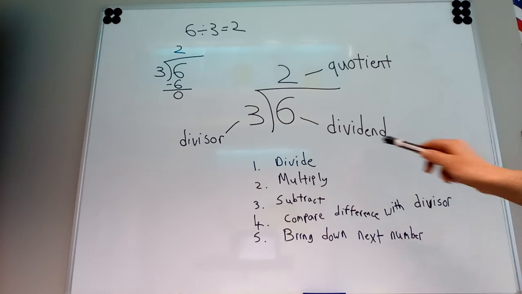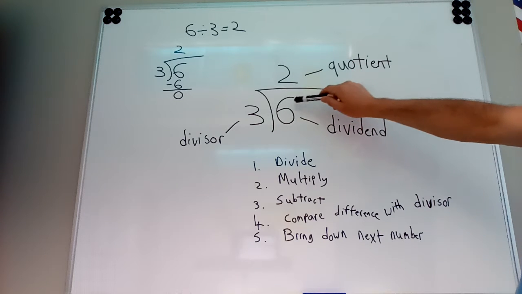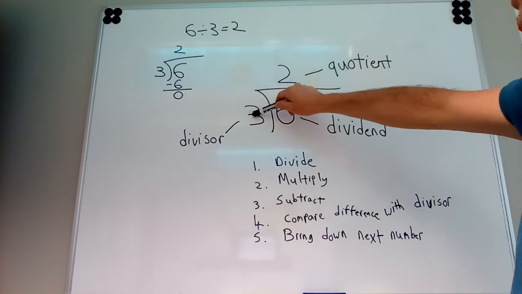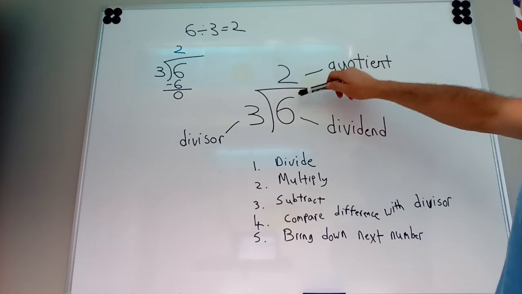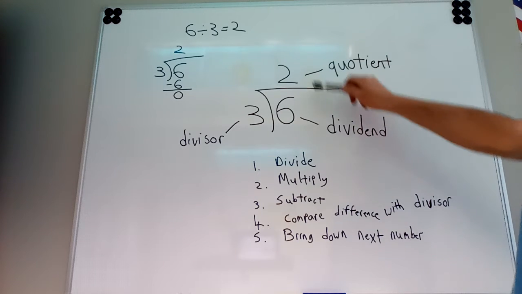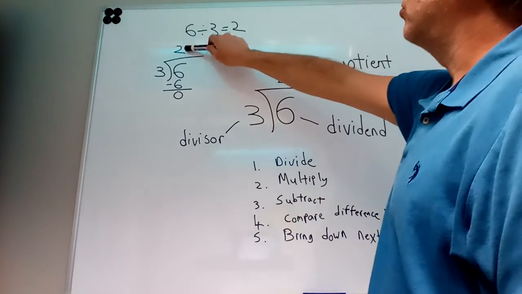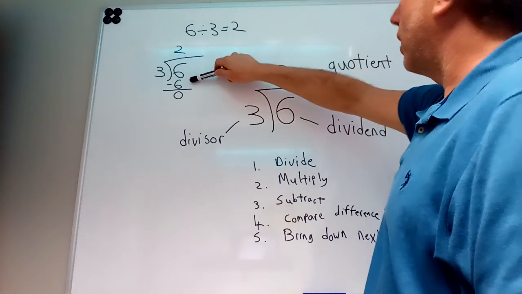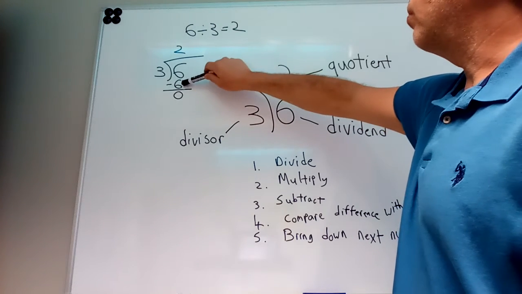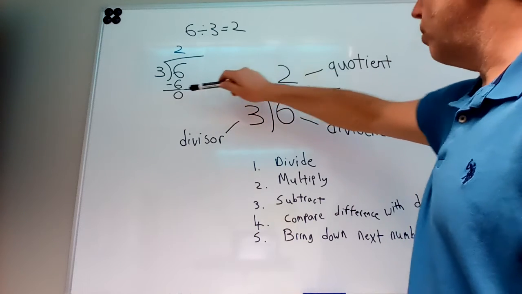The first step is you're going to divide. You're going to try to divide this 3 into 6. How many times will this 3 go into 6? Well, we know it'll go 2 times. So we're going to put our 2 there. Then we're going to multiply, and we're going to go 2 times 3. Well, I showed you that up here, 2 times 3, and we're going to bring our 6 there. Then we're going to subtract whatever number you come up with, which in this case is a 6. You're going to subtract this 6 from this 6, which is going to be a 0.